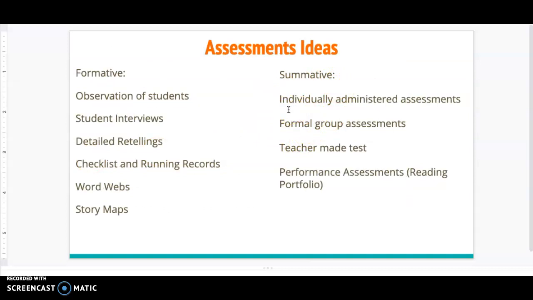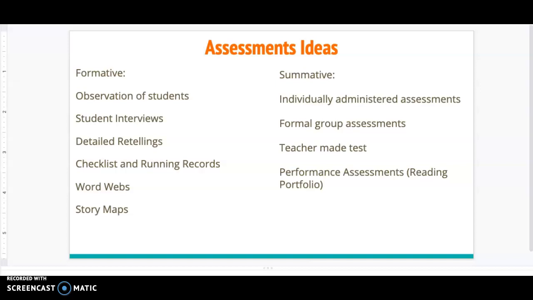So if you're thinking about our RTI process, one of the more common forms of assessment is having students reading individually to a teacher and then doing a retelling. We have our formal group assessments. We have our teacher-made test, and we have our performance assessments. So one idea from a performance assessment that can kind of go in a summative or a formative is a reading portfolio. Now to note, the idea of standardized tests goes into these formal group assessments.